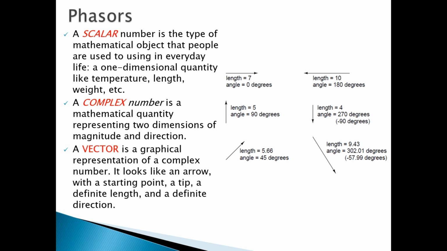First, a scalar number is the type of mathematical object that people are used to using in everyday life. A one-dimensional quantity like temperature, length, weight are examples of a scalar quantity. A complex number is a mathematical quantity representing two dimensions of magnitude and direction. And lastly, a vector is a graphical representation of a complex number. It looks like an arrow with a starting point, a tip, a definite length, and a definite direction.